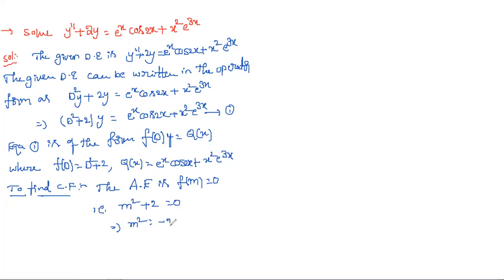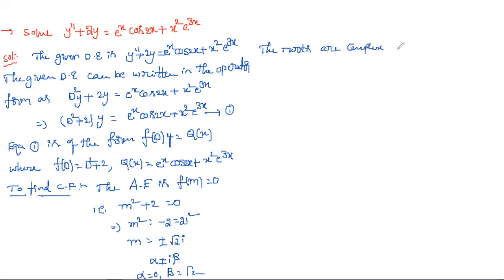Then, for removing the minus, we can write i square. So m square is equal to i square times 2, and then m is equal to plus or minus root 2 i. So what kind of roots are these? The roots are complex conjugate, which is in the form of alpha plus or minus i beta, where alpha is equal to 0 and beta is equal to root 2. Now, the roots are complex conjugate.